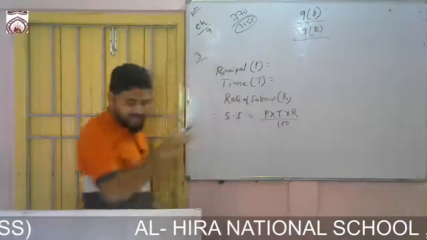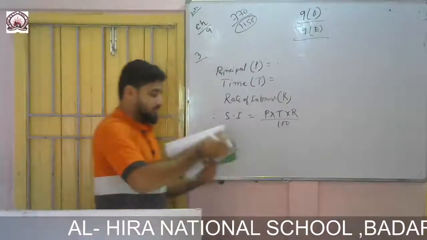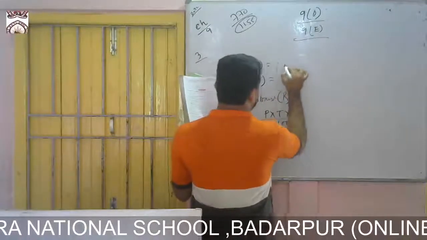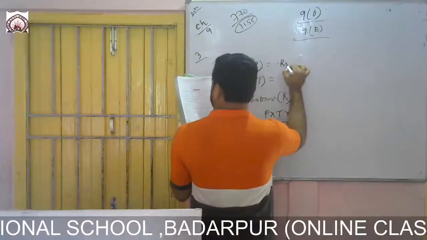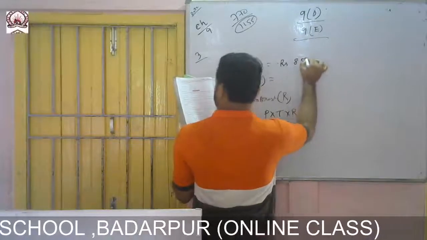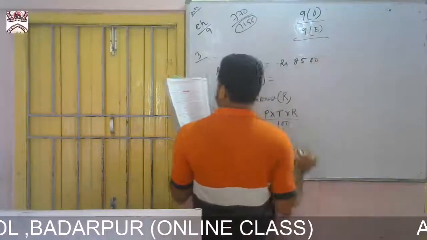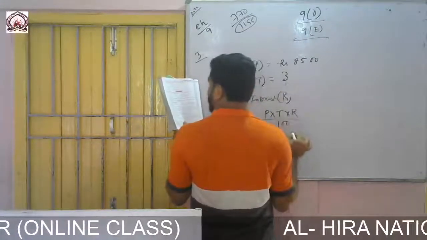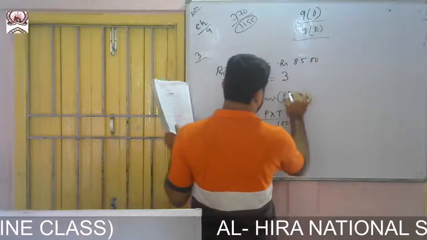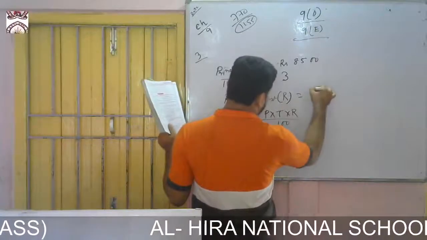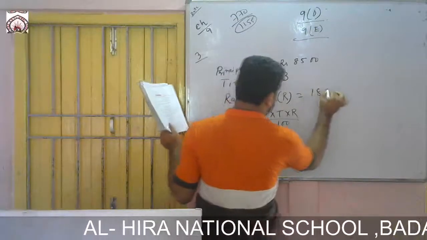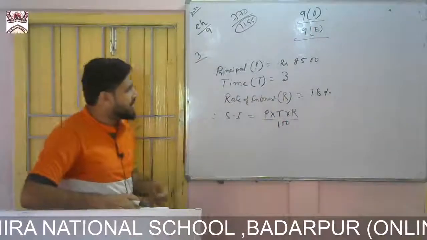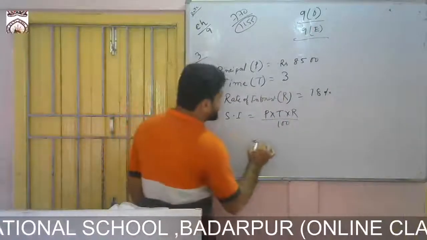Question number 3. Here the principal given is rupees 8500, time given is 3 years, and rate of interest is 18%. Now let us find the interest.